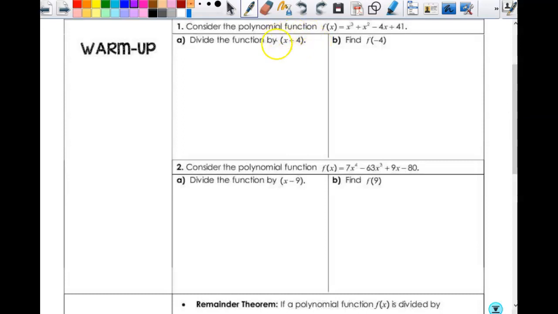So the first thing we're going to do is divide it by x plus 4. So is that something I can use synthetic division for? Yes. So on the outside goes what? Negative 4. Okay, and then in here it's going to go 1, 1, negative 4, 41. Right. Put my little remainder thing. So then bring this down. This is 1, negative 4, negative 3, 12, 8, negative 32, which leaves me with 9. Okay?